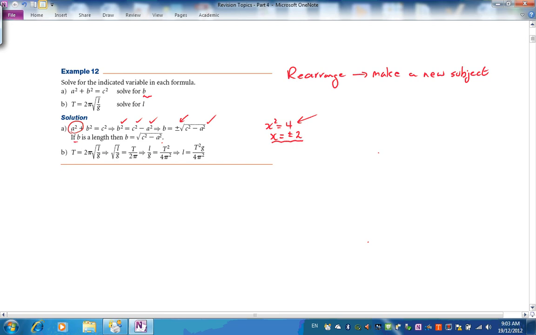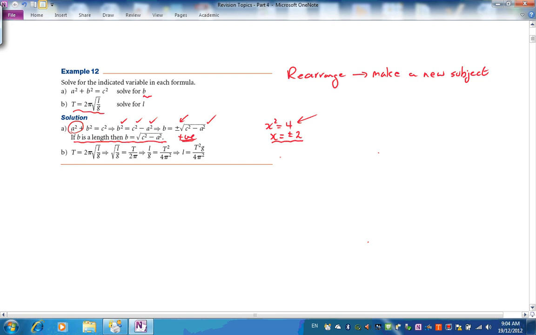Now, if b was a length in our problem, we did this before, if b was a length, you use the principal root, the positive root only, because a length in a diagram can only have a positive value. Right, let's look at this last one here. T is 2 pi square root of L over g.